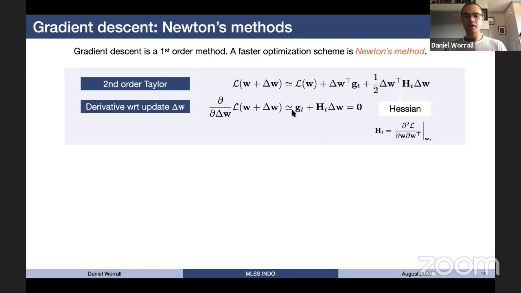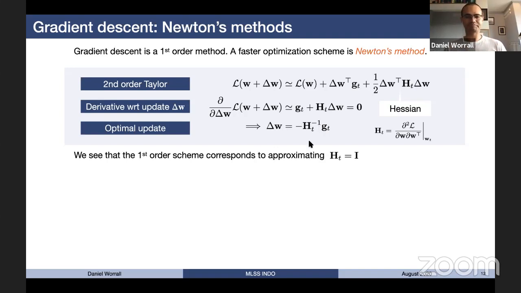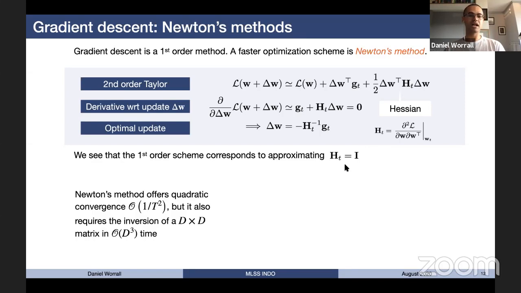delta W. Now you can solve this. It's a linear algebraic equation. Basically, you swing the G to the right-hand side and you left-multiply by the inverse of H, and you get this. And this is your optimal update under this particular scheme. And we see that if this Hessian is the identity, we actually get the update modulo a lambda term for gradient descent. And this actually has very, very fast convergence properties.